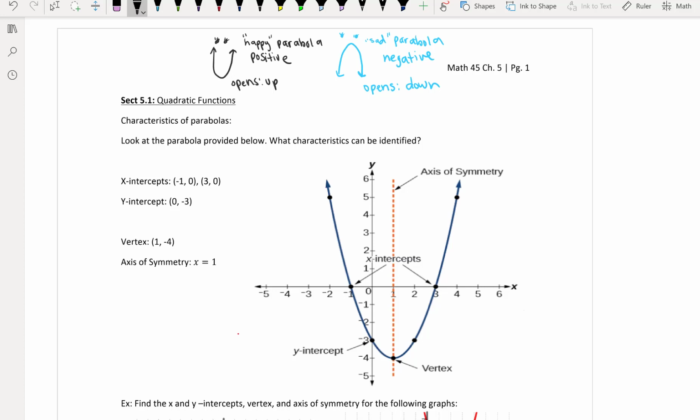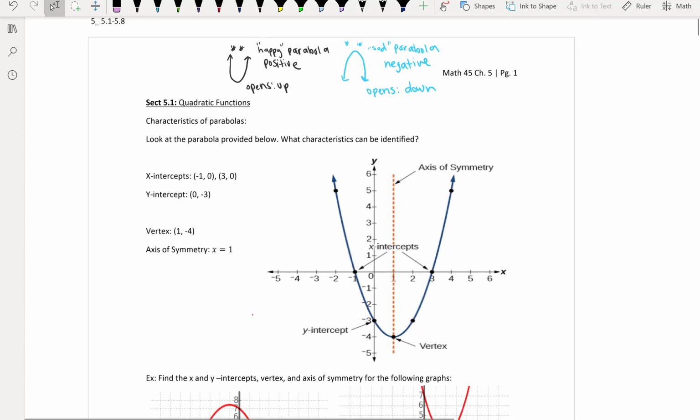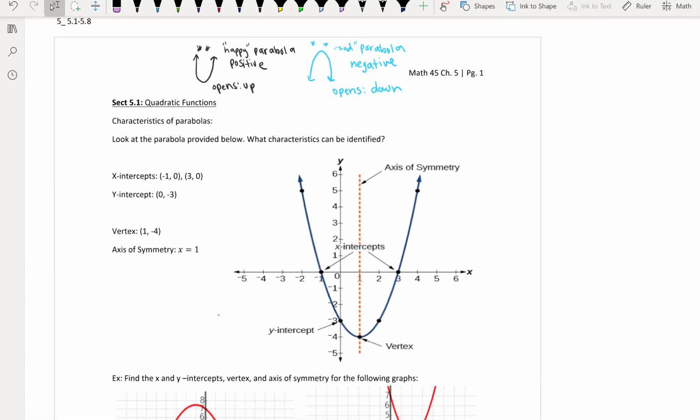Now, in particular, we're thinking about this parabola and this graph. So we have our x-intercepts. Remember that the intercepts of x are along the x-axis. So we have (-1, 0) and (3, 0). We also have our y-intercept, which is along the y-axis, and that's here. That's (0, -3).